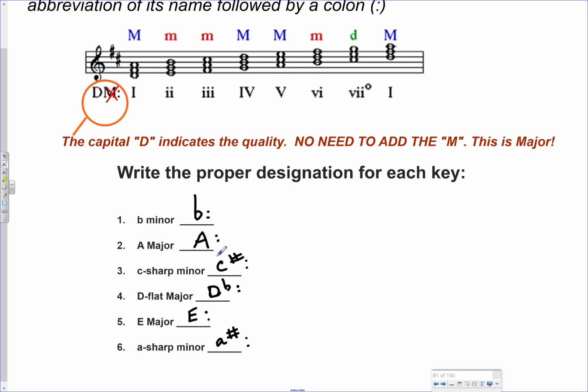One thing I want to do for number 3, C sharp minor, is to draw a line over the C, indicating that you mean to tell me it's a lowercase c. Please make sure that you do that.